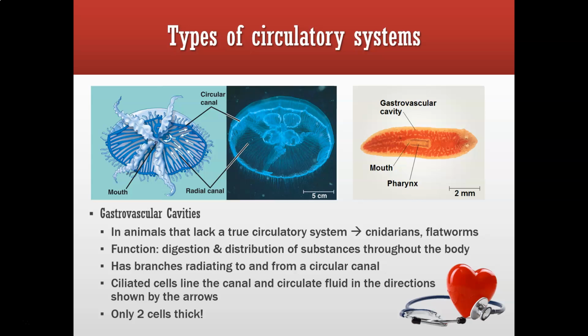Instead, they have a type of system that not only functions in the distribution of substances throughout their body, which we would typically think of as a circulatory system, but it's also connected to their digestive system. So it's all one piece. So this is where you get the term gastrovascular, right? So vascular we typically associate with veins or vessels, and then the gastro being your stomach, right? So they use their system both for digestion and distribution of materials.